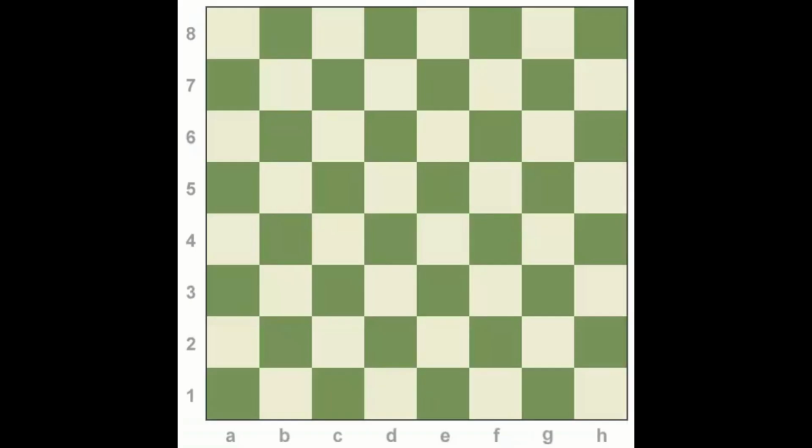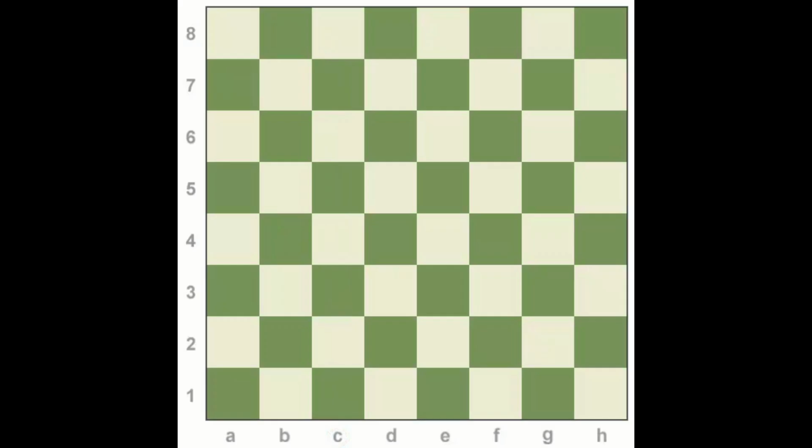Files are the lines that run up and down the board. So this would be the A file. How about this file? Easy, that's the D file, exactly. And we can see these letters going from left to right, A, B, C, D, E, F, G, H. Easy, right? This would be the F file. How about this one? That's the C file.